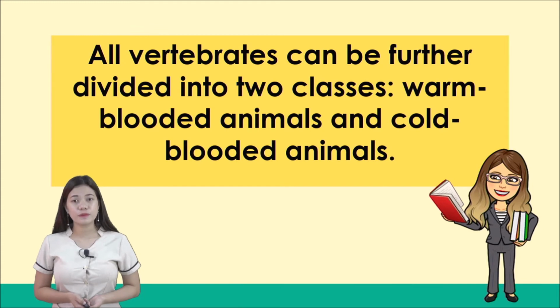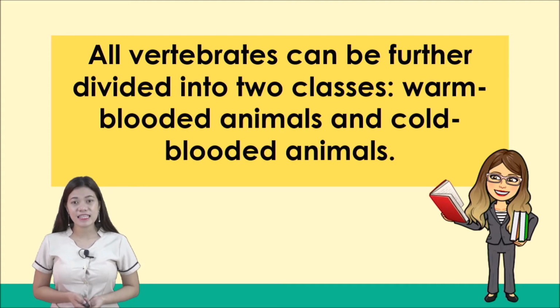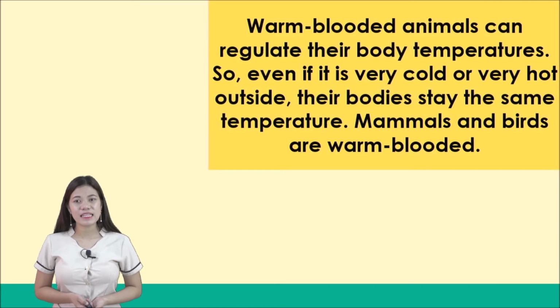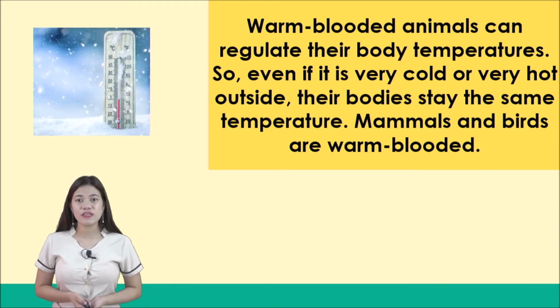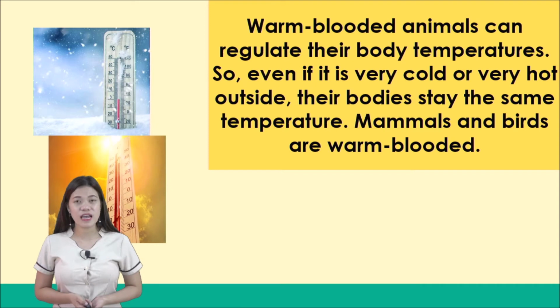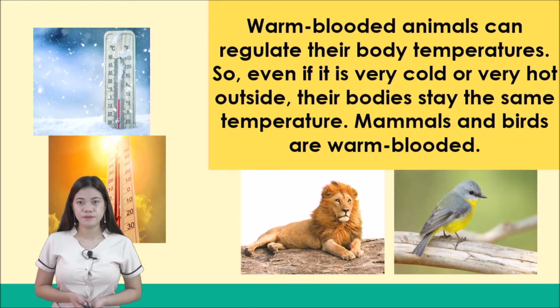All vertebrates can be further divided into two classes. It can be warm-blooded animals and cold-blooded animals. Warm-blooded animals can regulate their body temperatures. So even if it is very cold or very hot outside, their bodies stay the same temperatures. Mammals and birds are warm-blooded.